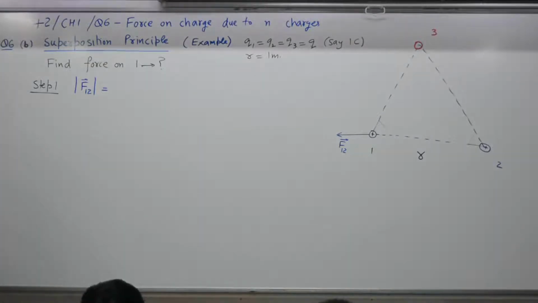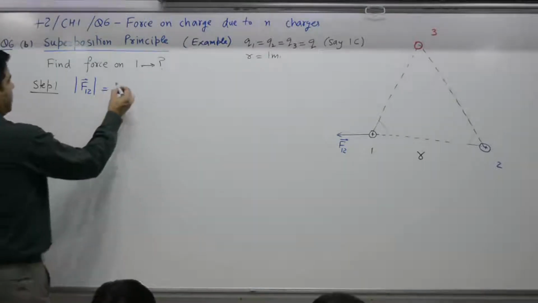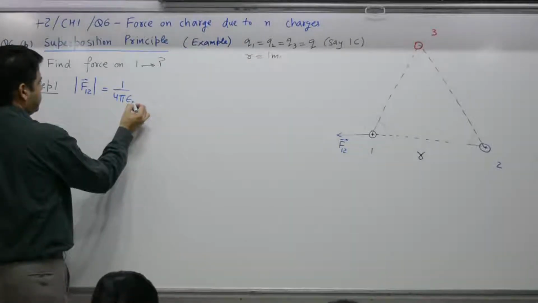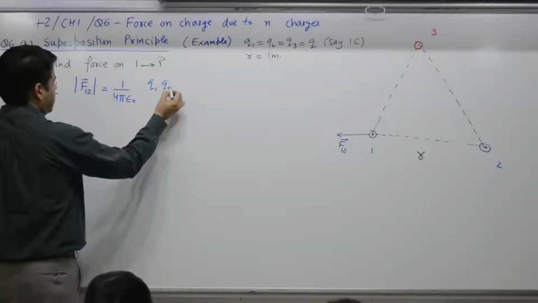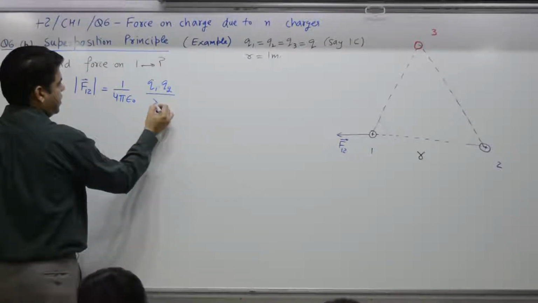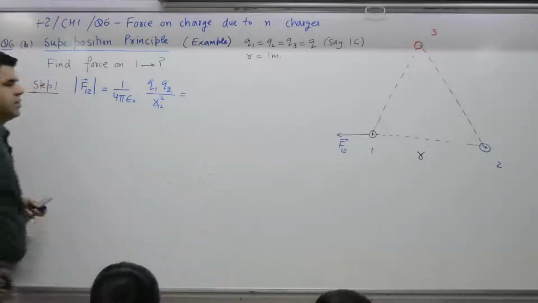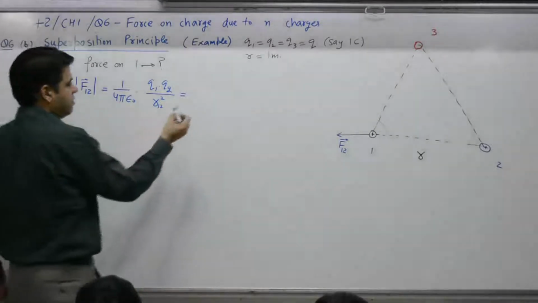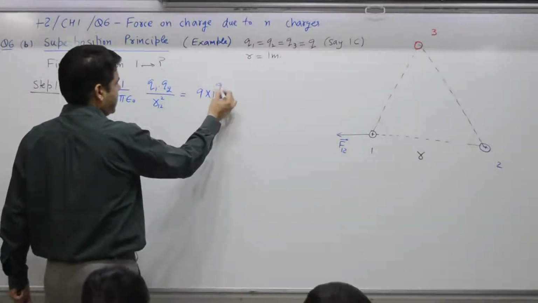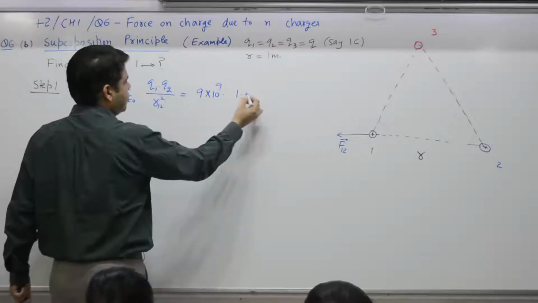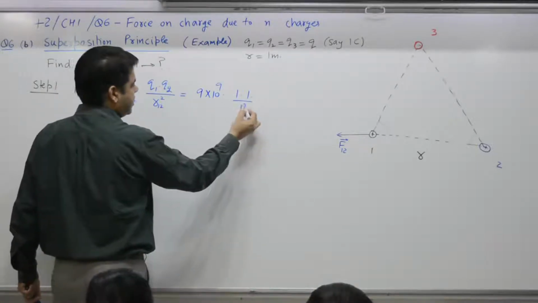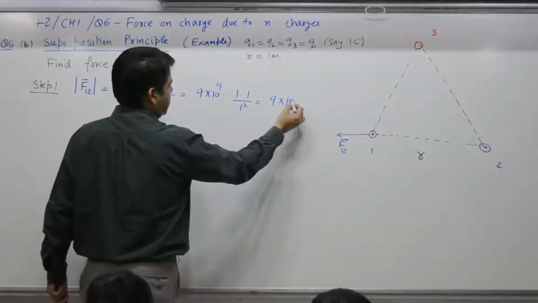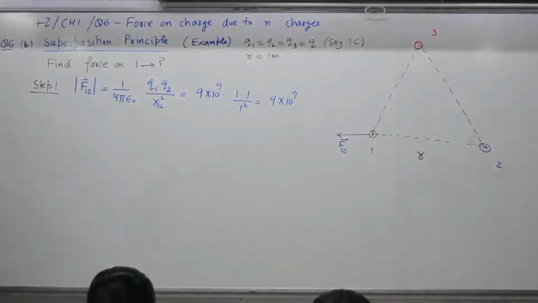Coulomb's law. Force between two charges is what? 1 by 4 pi epsilon naught Q1 Q2 over R12 square. F12 magnitude is what? 1 by 4 pi epsilon naught is 9 into 10 to the power 9. Q1 is what? 1. Q2 is what? 1. R12 is what? 1 square. What do we get is 9 into 10 to the power 9. So F12 is 9 into 10 to the power 9.